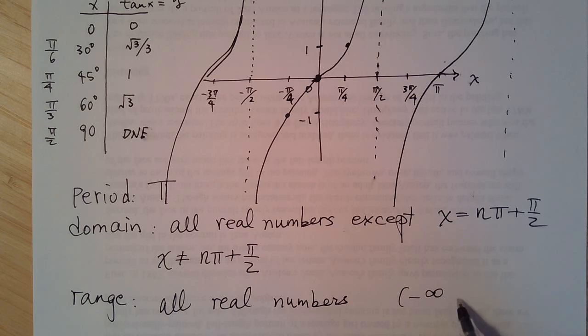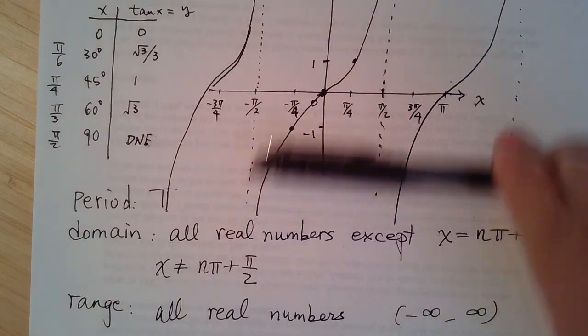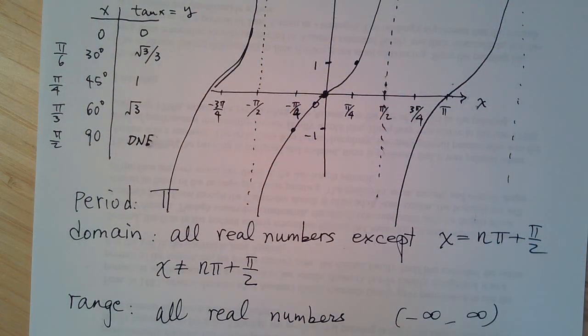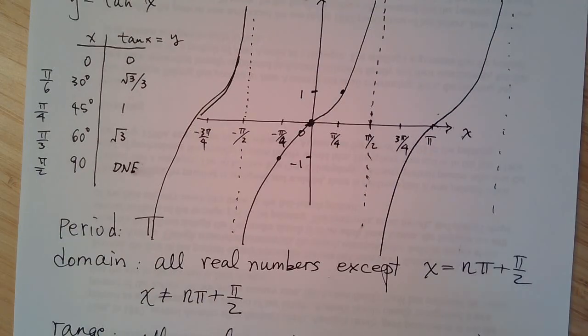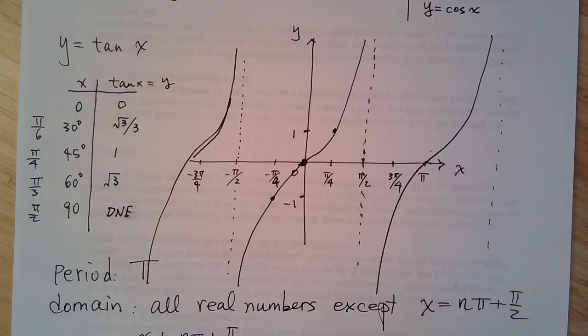Or you can say negative infinity to positive infinity. That's what the Y value can be, right? So after domain and range, let's look at this. Is this an even function or odd function?